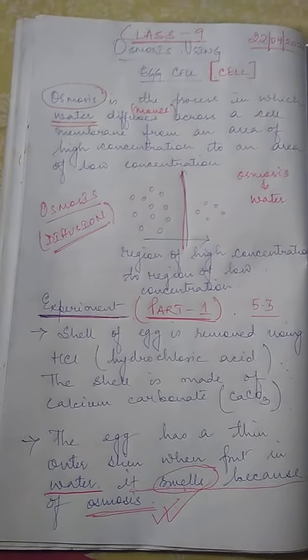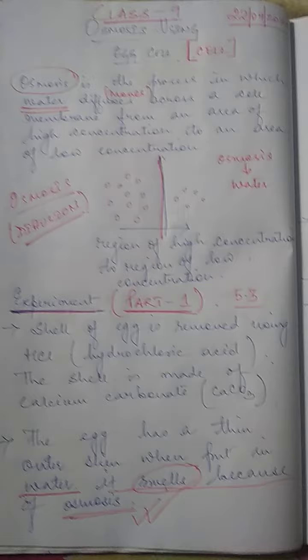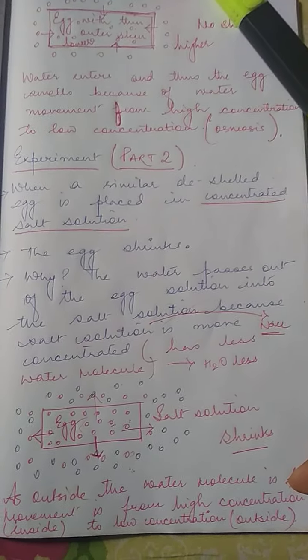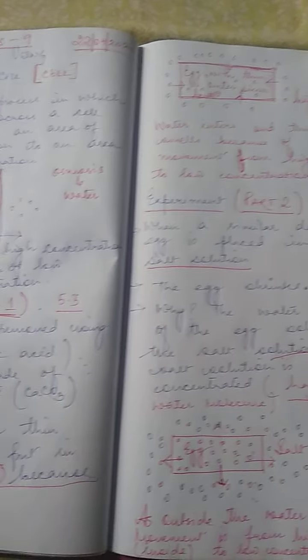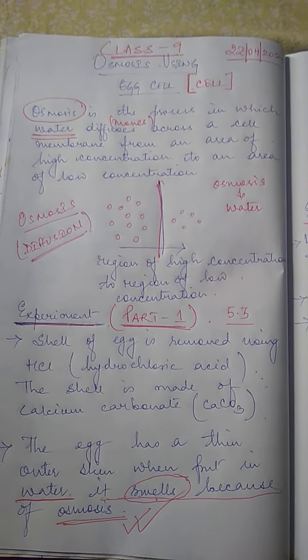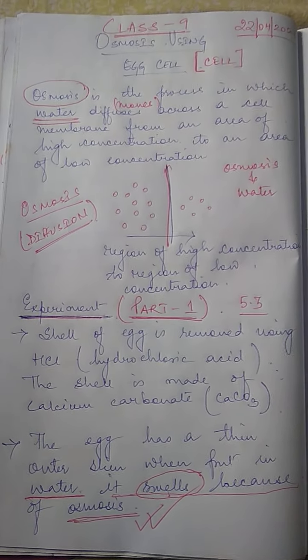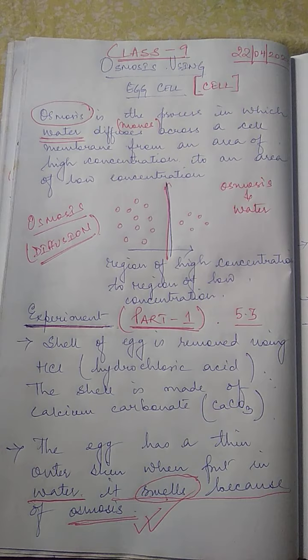So you understood the experiment has two parts. First part where you are seeing the swelling of the egg, and in the second part you are seeing the shrinking of the egg. I hope you have understood the experiment. That is for today. Thank you, and I think the topic osmosis is clear in relationship with the experiment given in your chapter. Thank you.